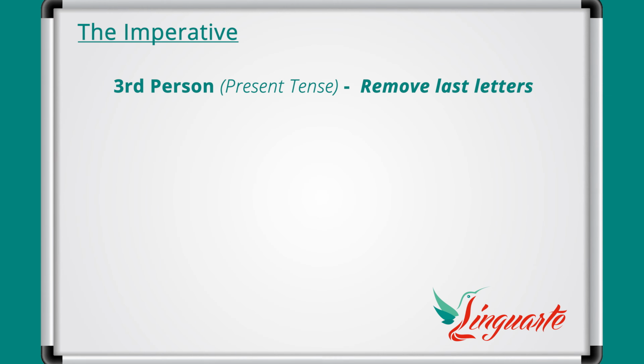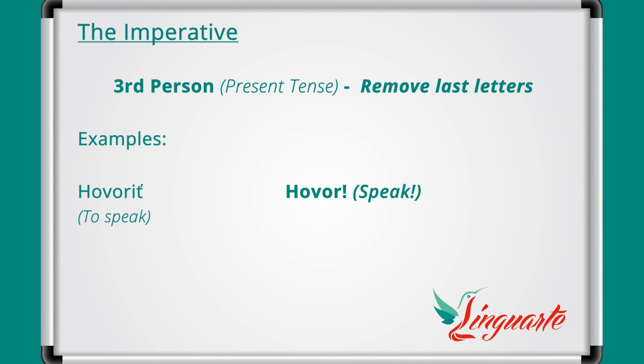A slight difference would be with verbs like hovoriť, speak. The present tense in the third person form would be hovoria. In this case, we drop the last two letters of the word to form the imperative, then hovor, speak. Just like this, from the verb variť, cook, we would have varia in present tense and var in imperative, cook.